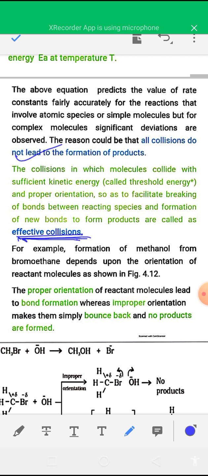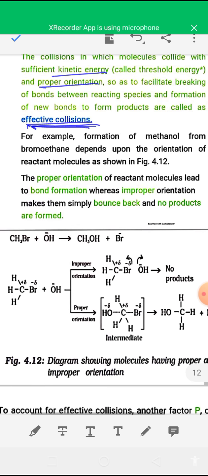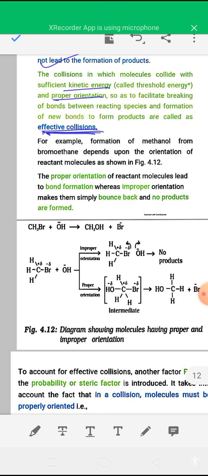So you have to know what effective collisions are. The collisions in which the molecules collide with a sufficient kinetic energy called threshold energy and proper orientation, so as to facilitate breaking of bonds between the reacting species and formation of new bonds to form product, are called effective collisions.